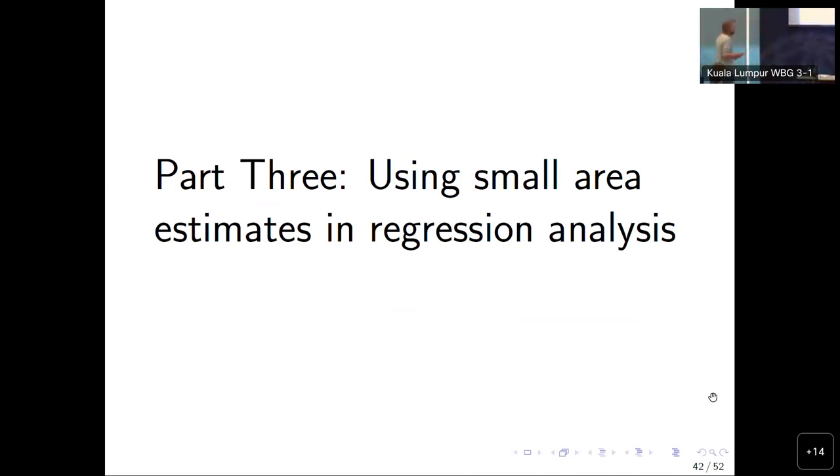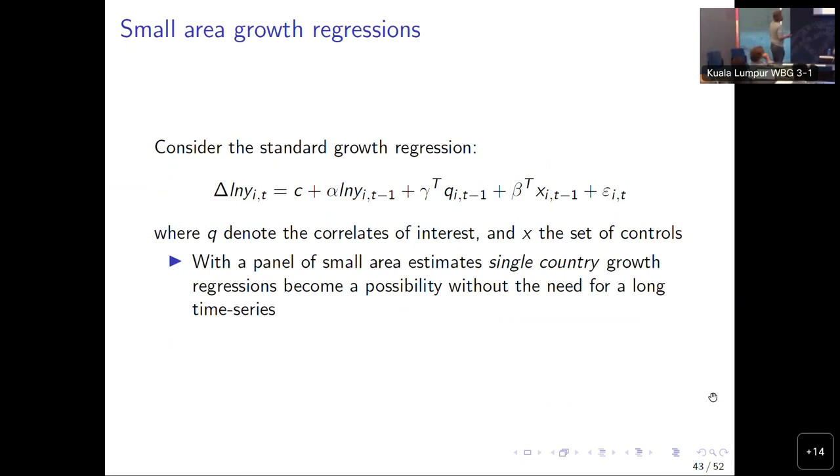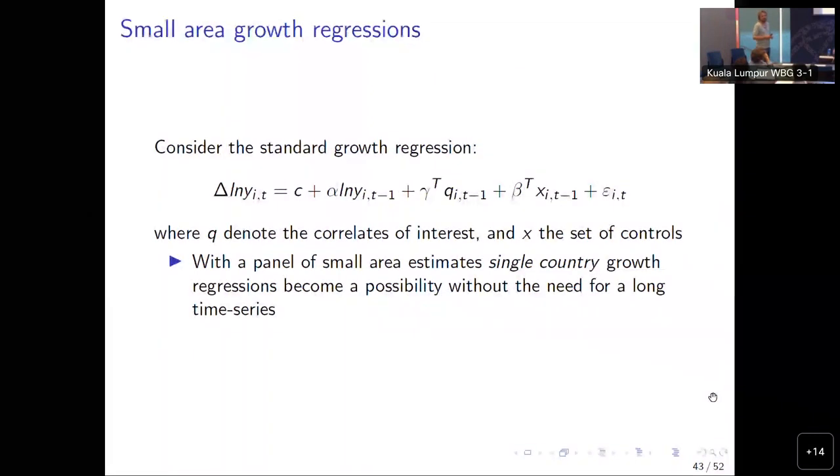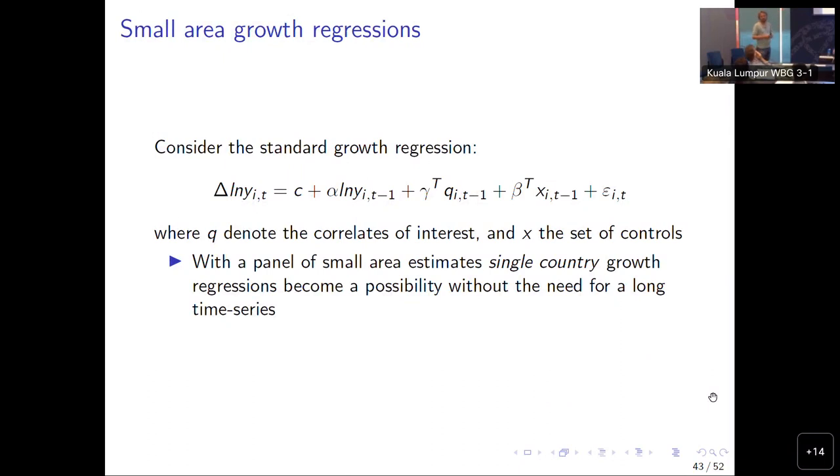So I want to dedicate a few slides to that purely to illustrate what that might look like. So for pure illustration, we'll consider a standard growth regression of this form, where there is growth in mean income per capita, for example, at the small area level i at time t. This is regressed on lagged income level in this area, plus some controls X, plus say a variable of interest that might be, say, poverty. For example, Martin Ravallion has an AER paper published a couple of years ago that focused very much on the importance of poverty in economic development and growth. And so think of a regression of that type.